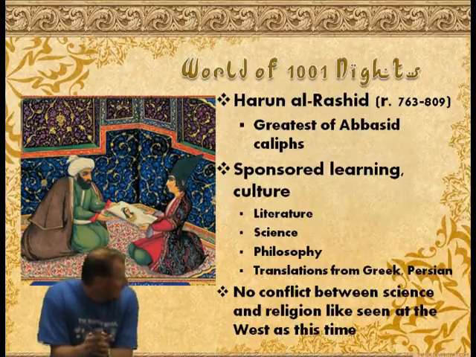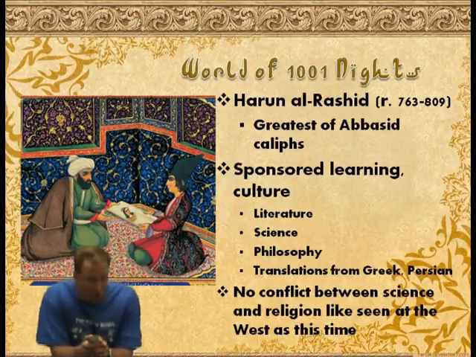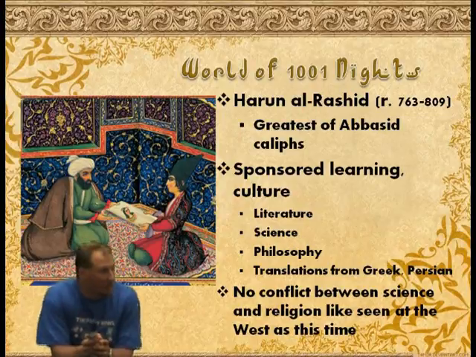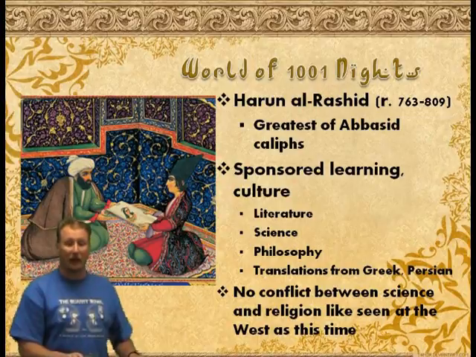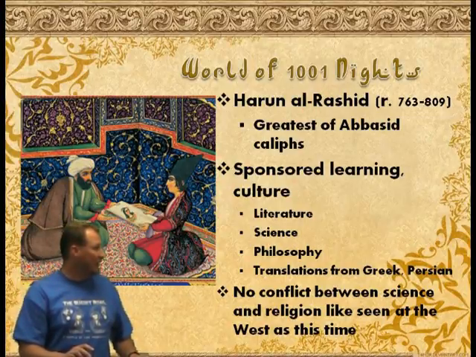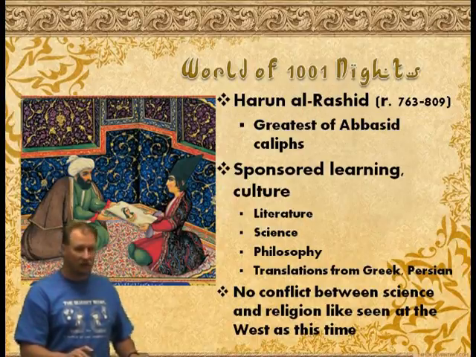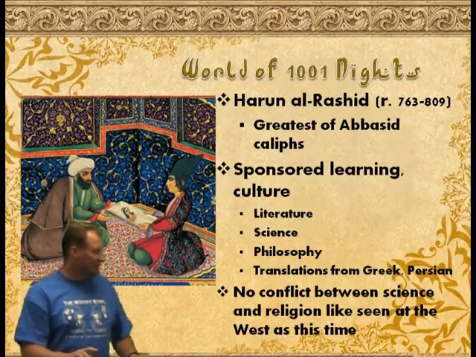What does it mean? And I have a World of 1001 Nights that's going to correspond with your homework assignment, because the story of 1001 Nights and Aladdin and Ali Baba and the 40 Thieves and all that stuff come from this. And so you're going to read a little bit from 1001 Nights tonight for your homework assignment and answer some questions. This was the guy, you don't need to know him. His vizier, by the way, was named Jafar. And so you're going to read a little bit about this and see how this was.